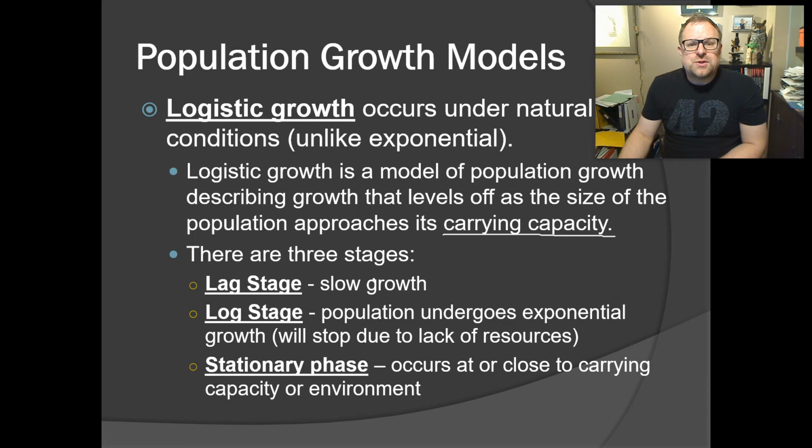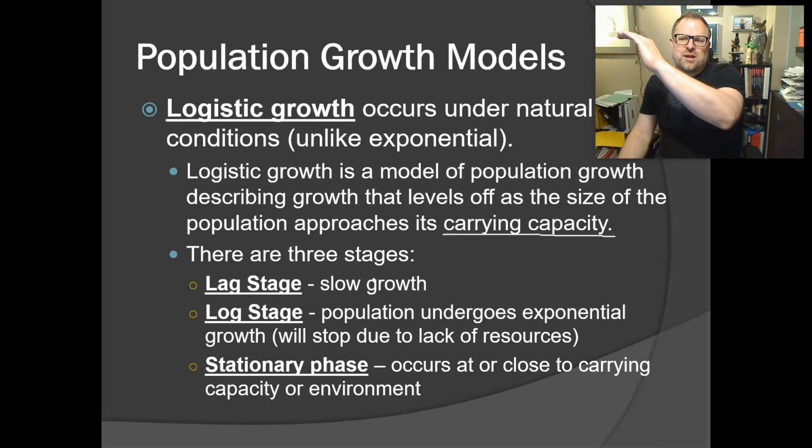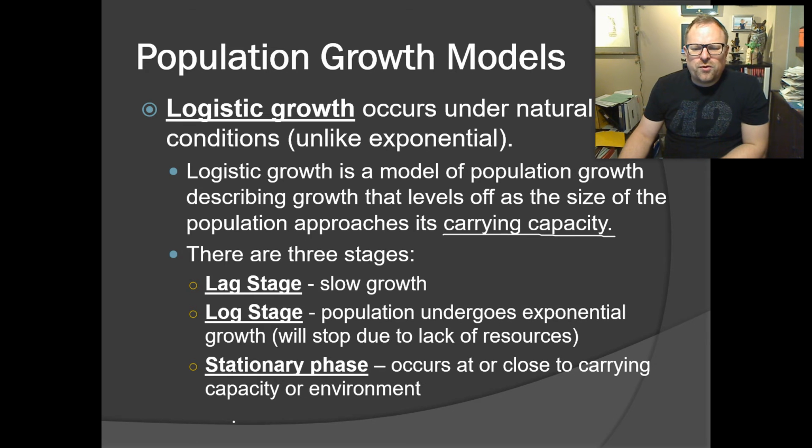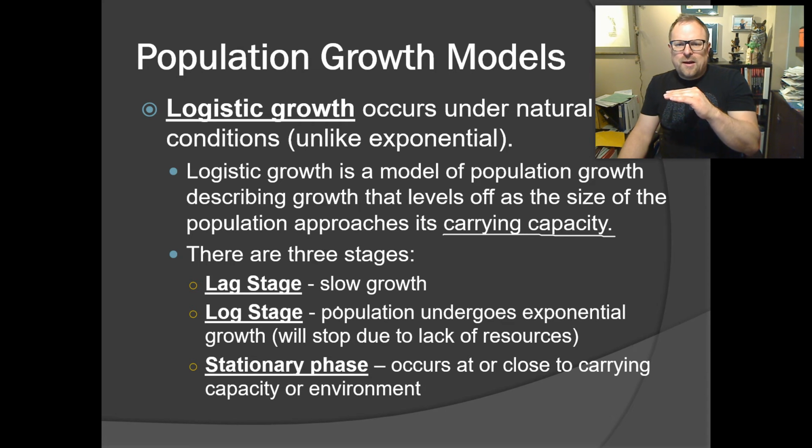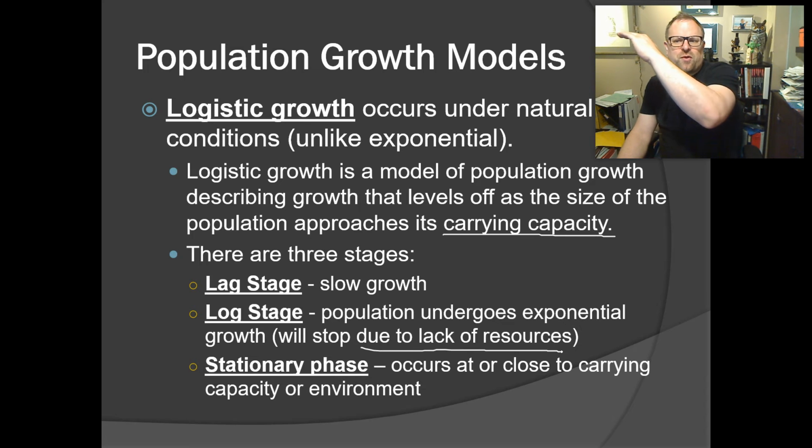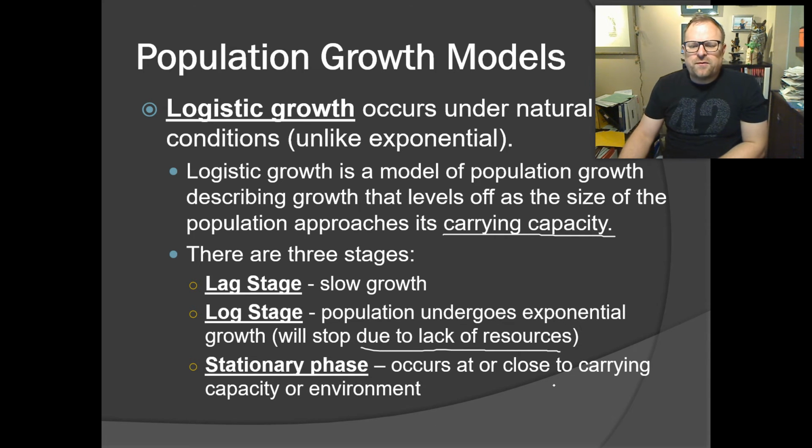So there are three stages in logistic growth: a lag stage, a log stage, and a stationary stage. And we'll talk about what those are. The lag stage is where we get very slow growth to start with. And then maybe there's a critical number of individuals of that population met. We start to experience what we call the log stage, where we experience some exponential growth. But due to lack of resources, that exponential growth tails off into a stationary phase, and that occurs close to or at the carrying capacity for that ecosystem.